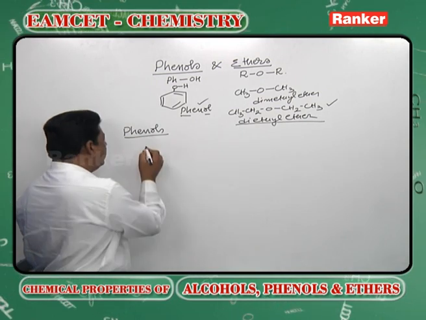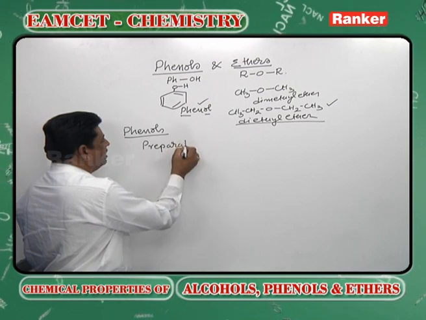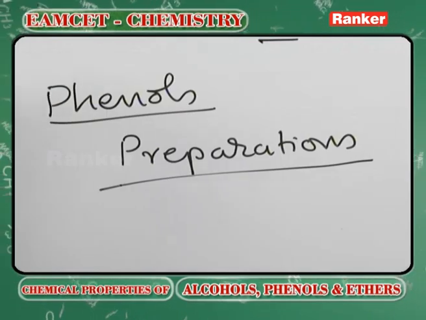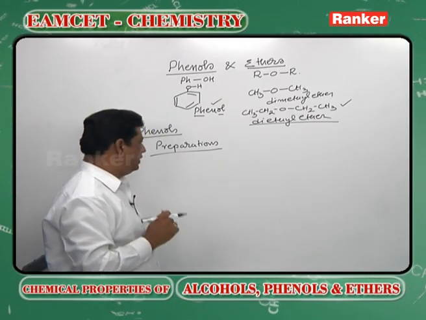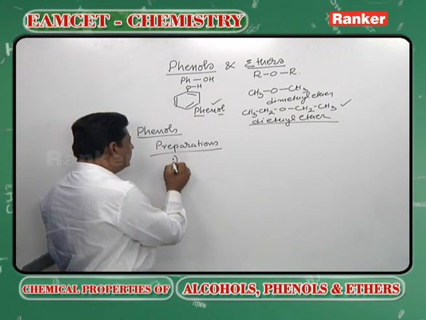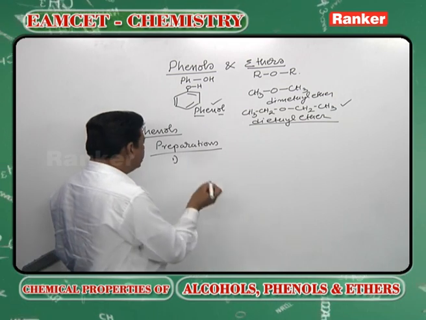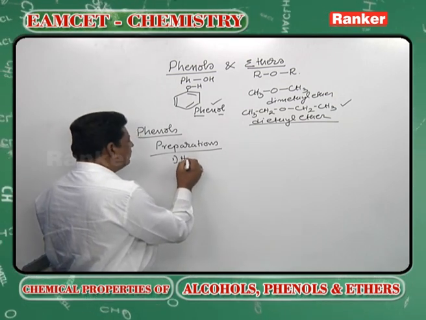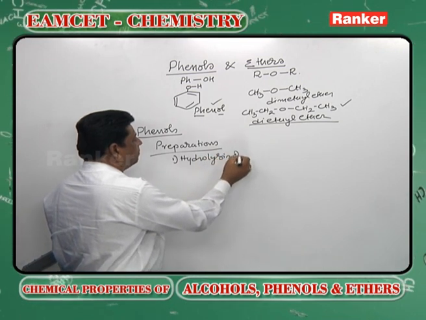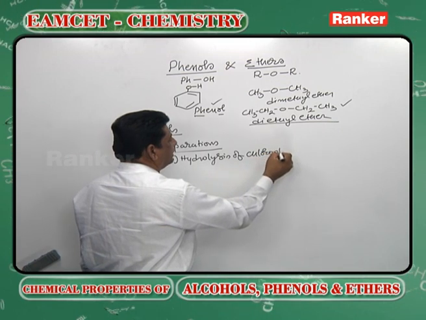How are these phenols prepared? The preparation part we will take. There are four common methods. The methods which are common to alcohols may not be suitable here, so we have some special methods. The first method is somewhat common to the alkyl halides: the hydrolysis of chlorobenzene.